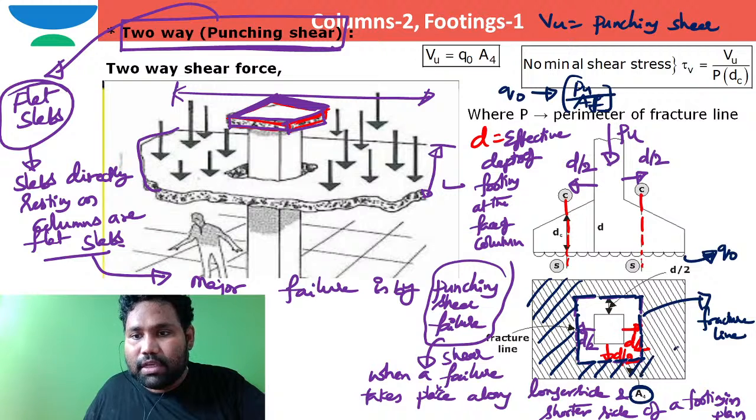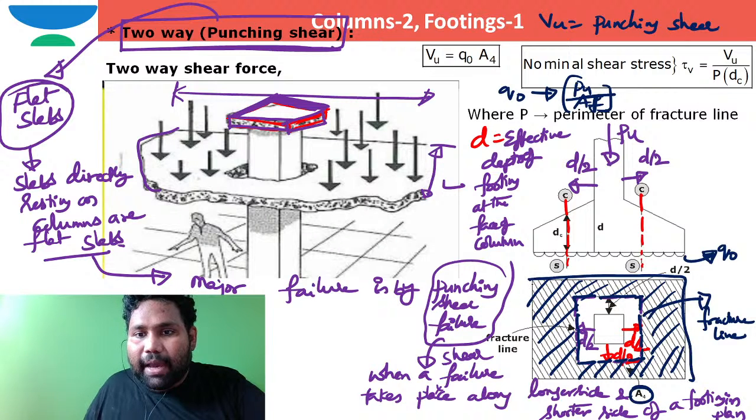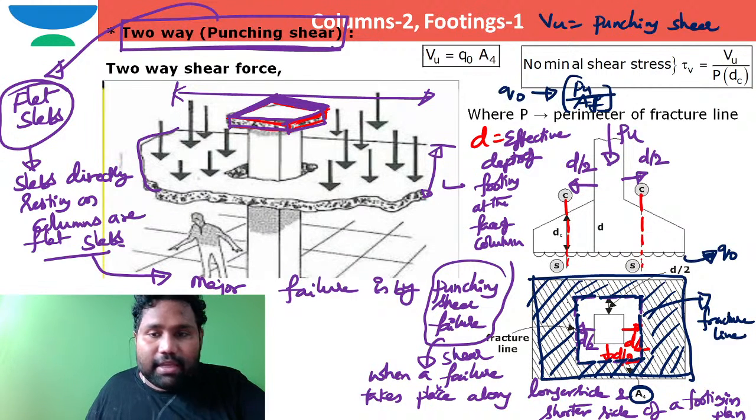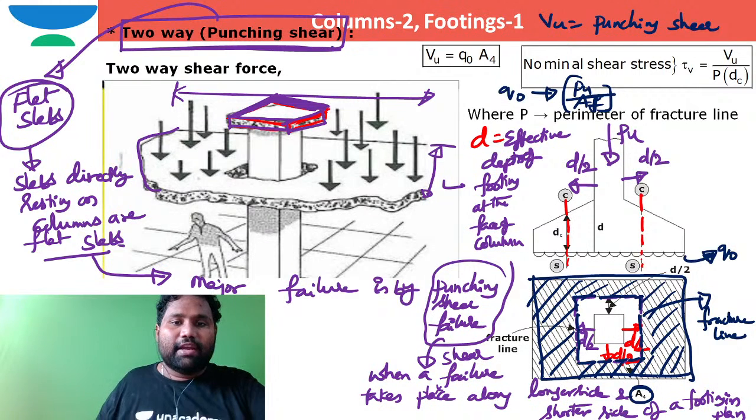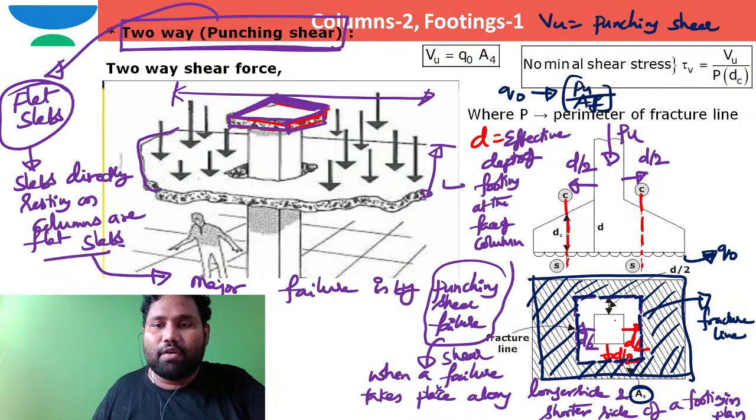Clearly you are able to see. What is this area of the hatched portion in plan? It is the bigger rectangle area minus the area of this fracture line in plan. If I remove this area from this area, then I will get this A4, right? Isn't it? So shall I work out this A4? How can we work out this A4?